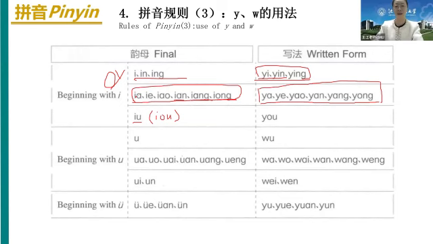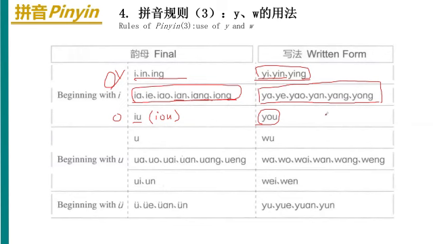Please look at this panel. You, the original panel is like this, iou, right? There is no initial in front of this panel. So we just turn the letter i into the letter y. That's where the written form comes from. So are you clear? Yes, ma'am.